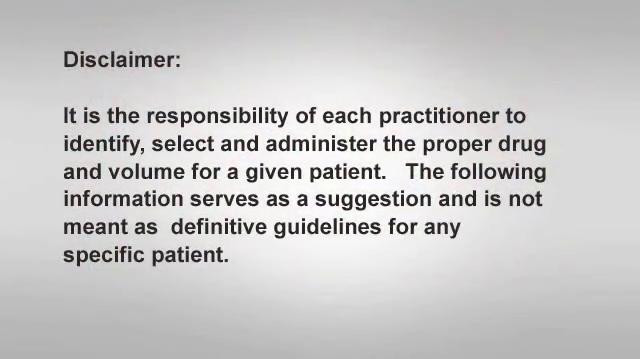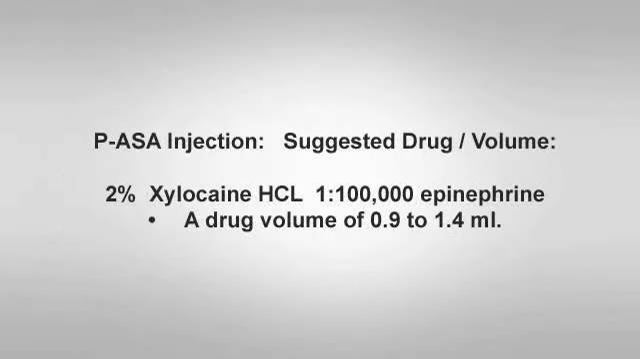It is the sole responsibility of each practitioner to identify, select, and administer the proper drug and volume for a given patient. The following information serves as a suggestion and is not meant as definitive guidelines for any specific patient. The suggested drug and volume for PASA injection is 2% xylocaine HCl, 1/100,000th epinephrine, and a drug volume of 0.9 ml to 1.4 ml, which is equivalent to 3/4 to 1 full cartridge. This is the suggested volume while performing the PASA injection.